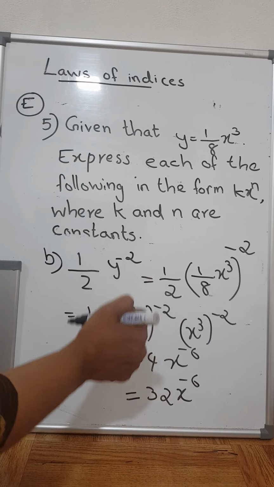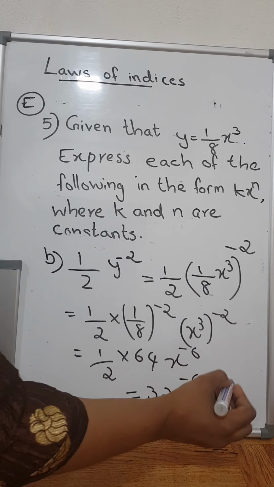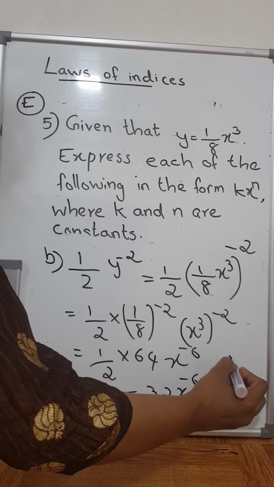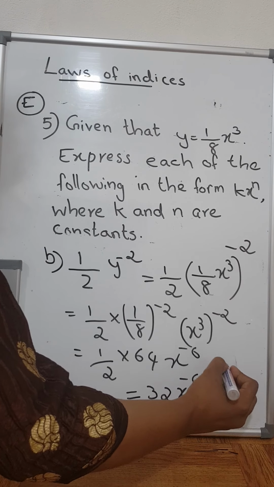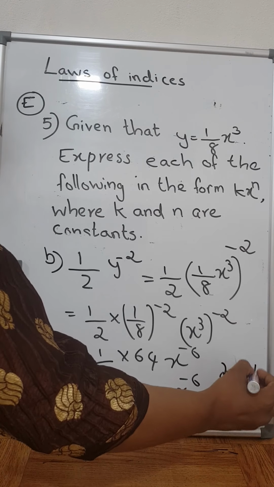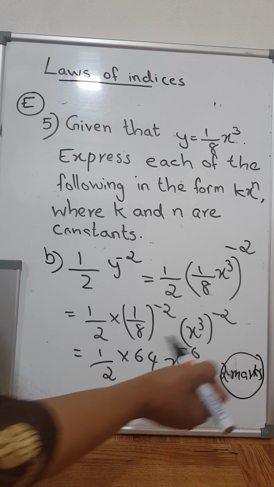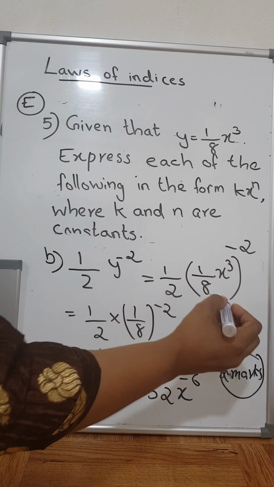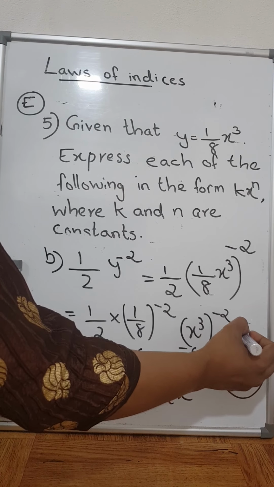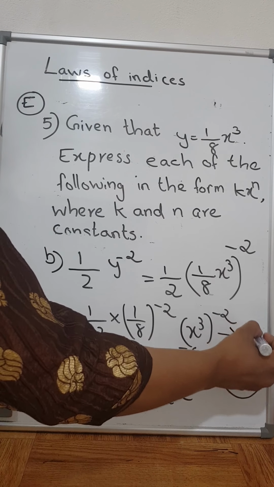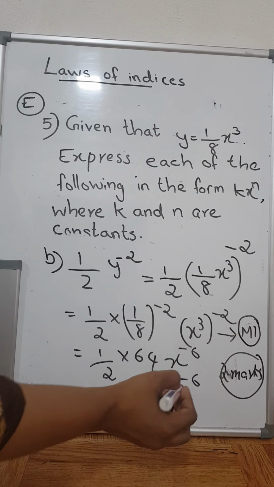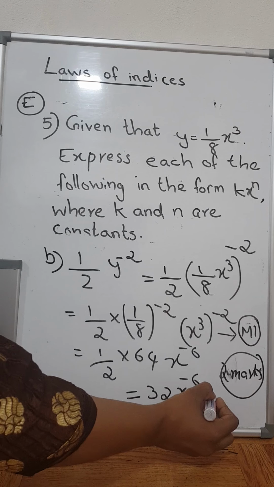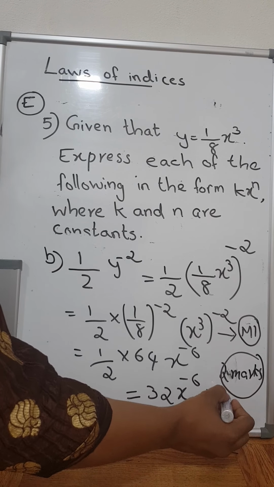This question also carries 2 marks. So 1 mark for showing the method. The only step you need to show to get the mark is this one. For showing this step, you will get the method mark M1, and for getting the correct answer, you will get the accuracy mark A1.